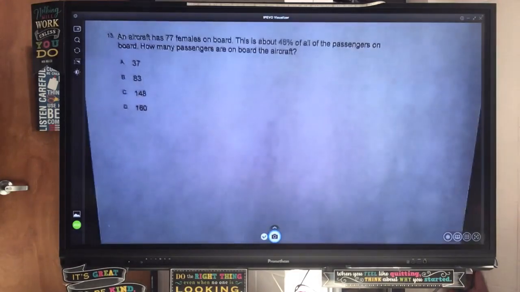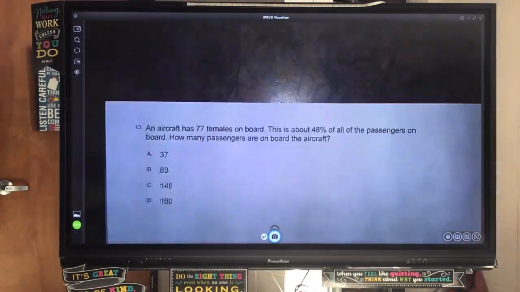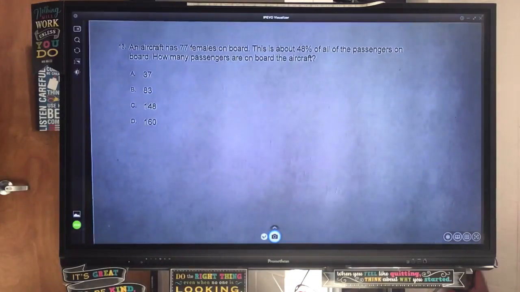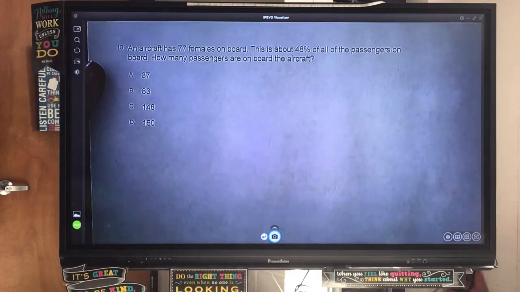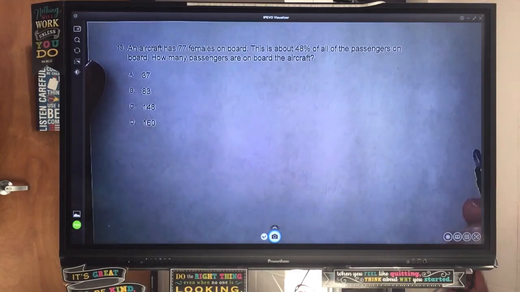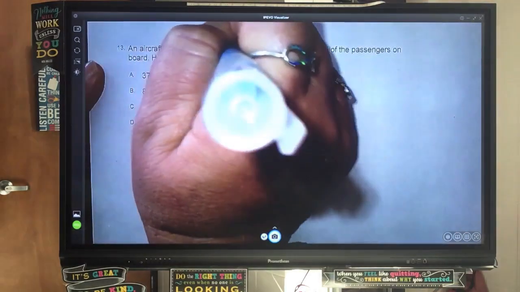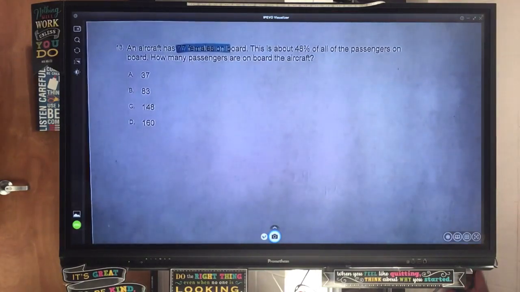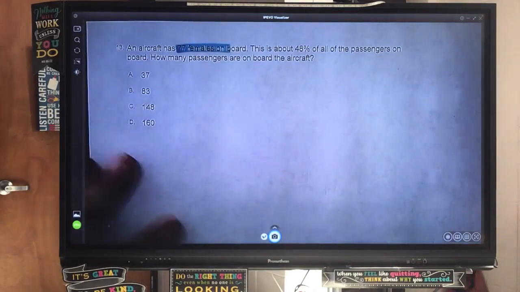Alright, the last question. So an aircraft has 77 females on board. That is 48% of all the passengers on board. How many passengers are on the aircraft? Alright, what's important in this one? What's important? Camden, what? Excuse me, what's important? 77 females. Okay. Now, Camden, I have a question, and don't get tricked by this. What is that 77 representing? The part or the whole?